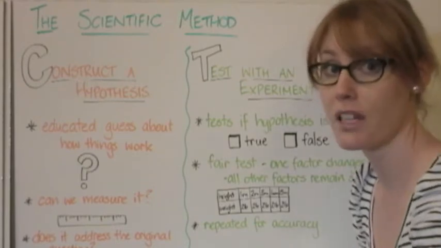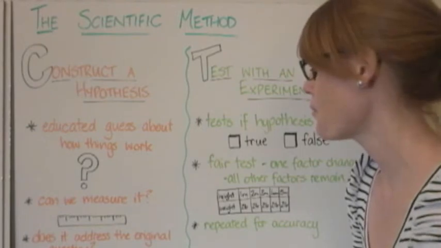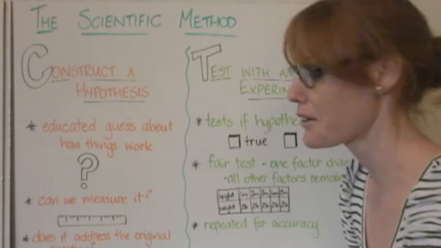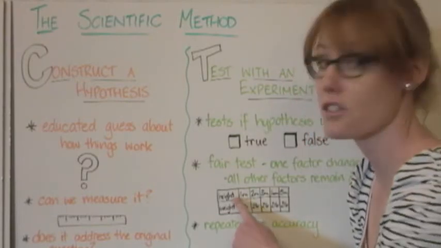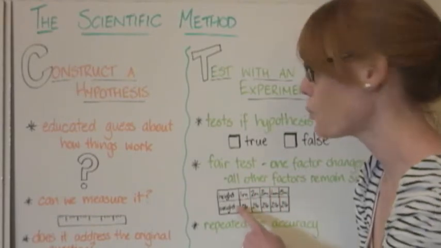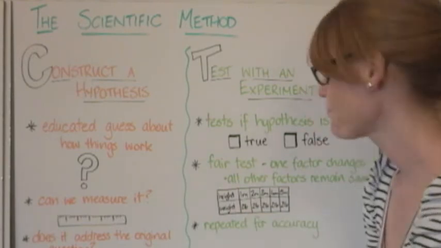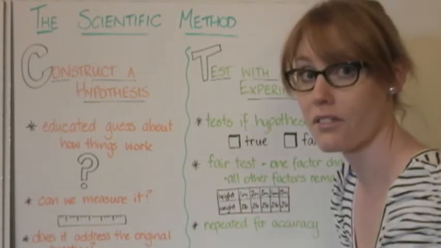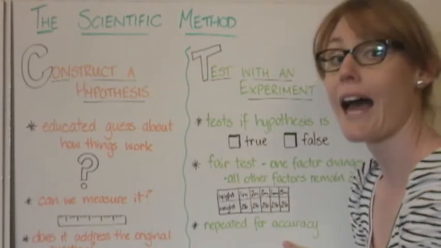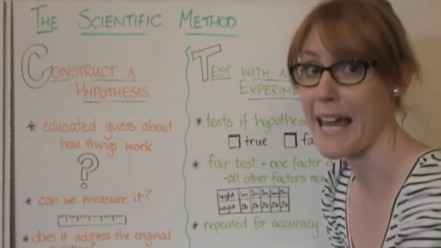For example, if I'm testing something that involves dropping an object from different heights and measuring the time it takes for it to fall to the ground, then I might change the height at which I drop the object, but the weight of the object and the object itself would remain the same. Once I've conducted the experiment, it's important to repeat it so that you can get accurate results, to make sure that the results that you came up with weren't just an accident.